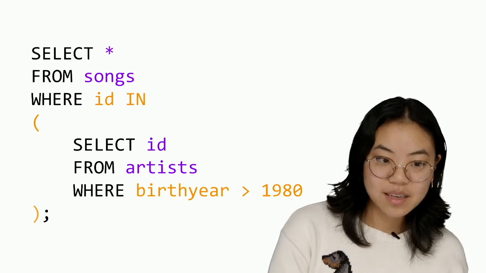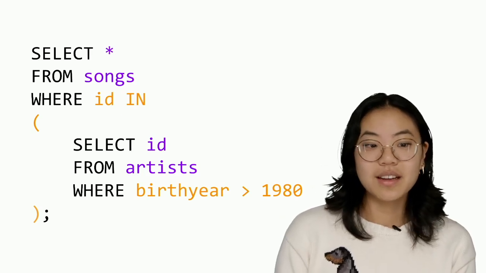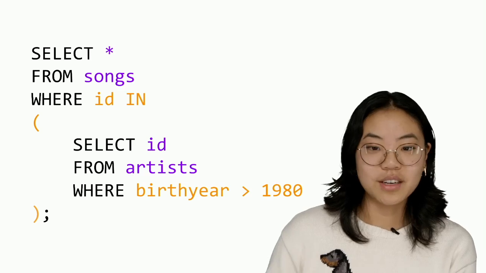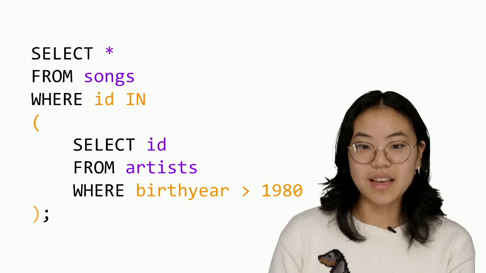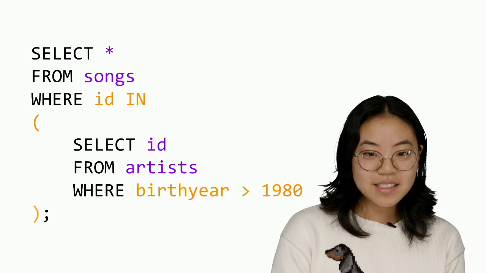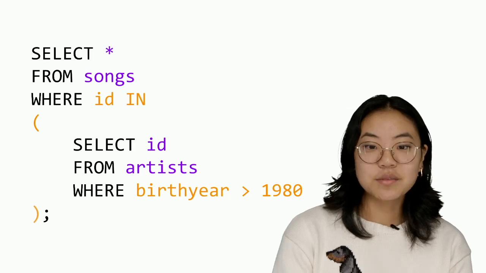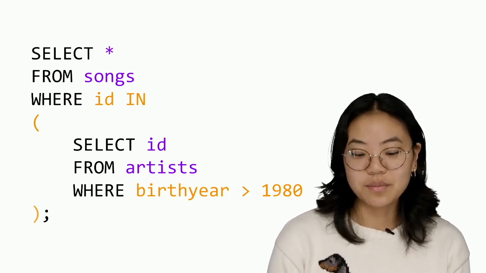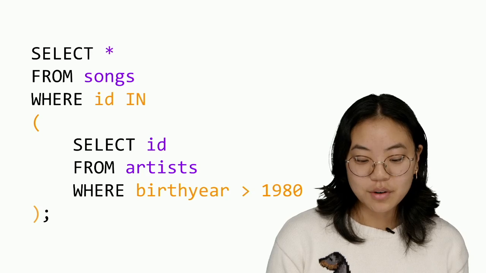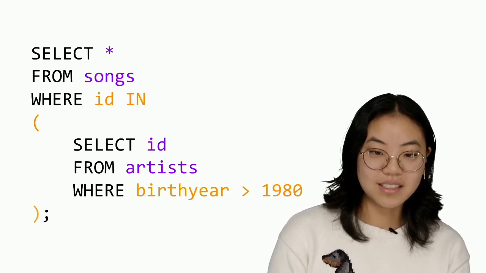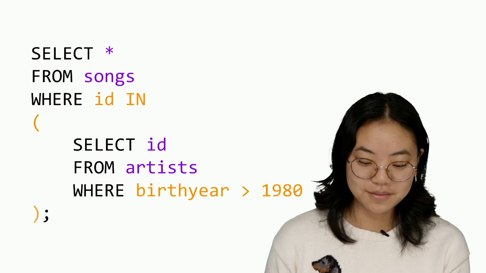So in our previous example, we did ID equals because I was just looking for the ID of one artist. And so I wanted the songs where the artist ID was equal to that artist ID. In this case, it's slightly different because this inner select query might actually return to me more than one row, more than one artist that is born after 1980. So we're actually going to want to check if the ID is in this list, not just equal to the first one in the list.